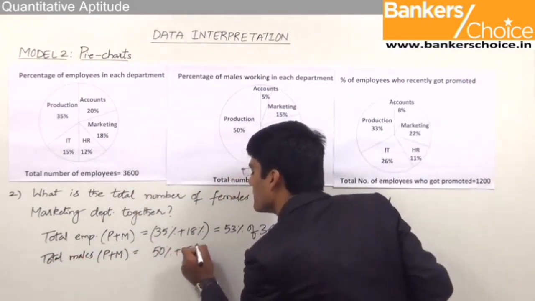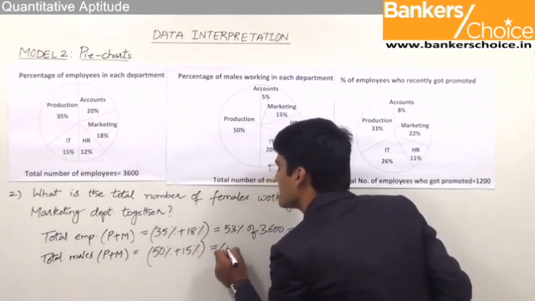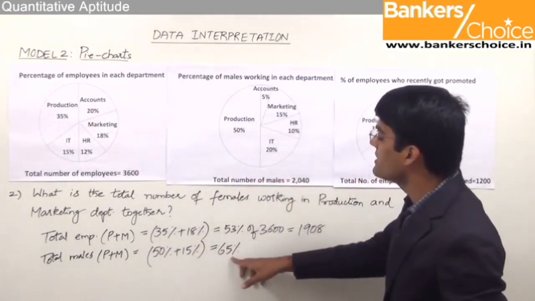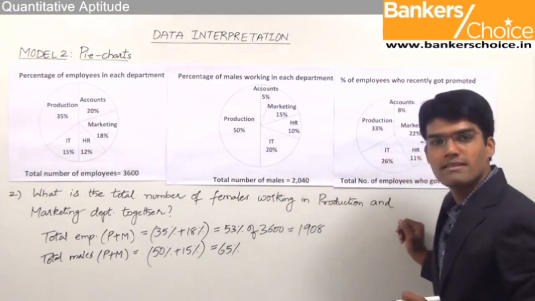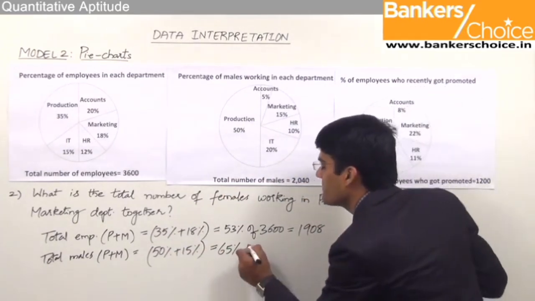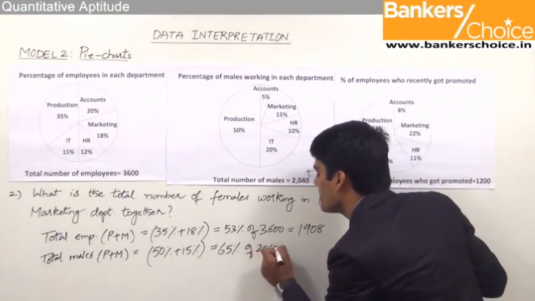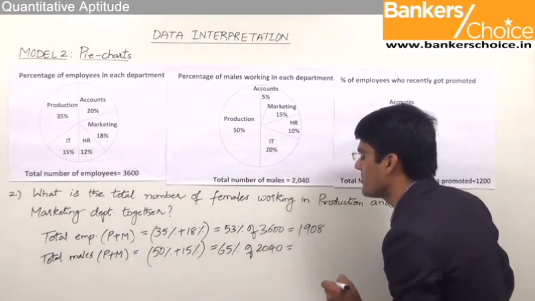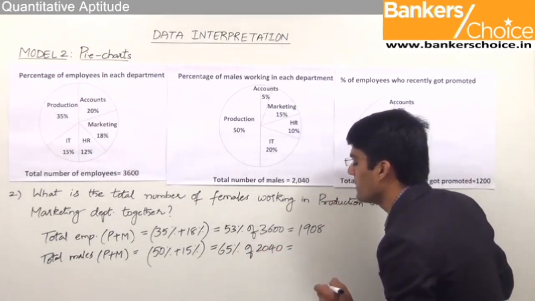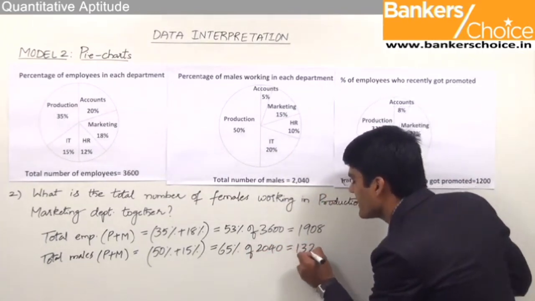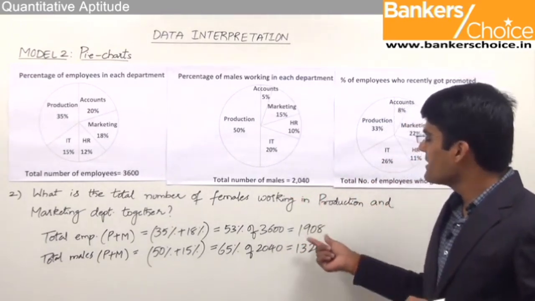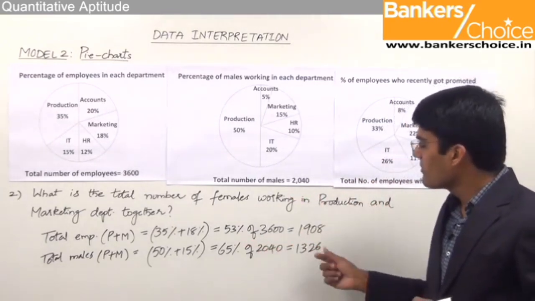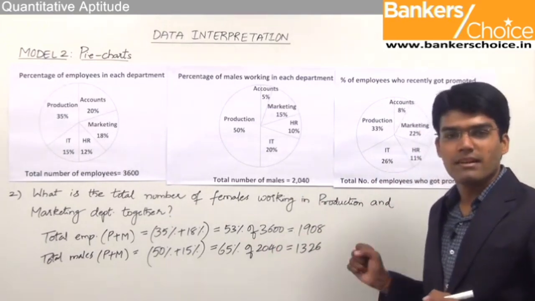50% plus 15%, that is equal to 65%, and this 65% is for 2040, because the total number of males in the organization here is 2040, so 65% of 2040. Now 65% of 2040 will be equal to 1326. So we know that the total number of employees for these two departments is 1908 and the total number of male employees in these two departments is 1326.